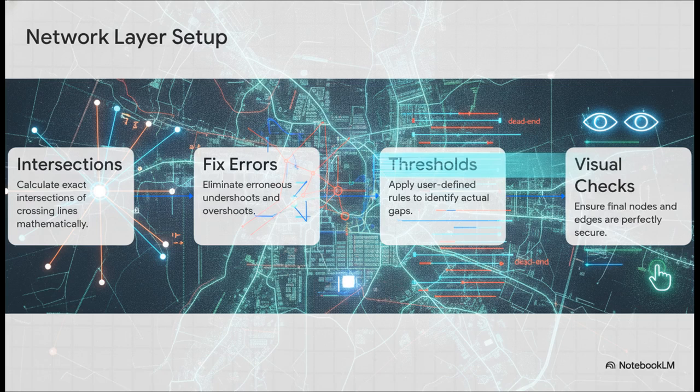We also have to apply user-defined thresholds, basically telling the computer when a gap is just a drawing error versus when a gap is an actual dead-end street. And even with high-level automation, this topology building process almost always requires final visual checks by humans just to ensure those nodes and edges are perfectly secure.